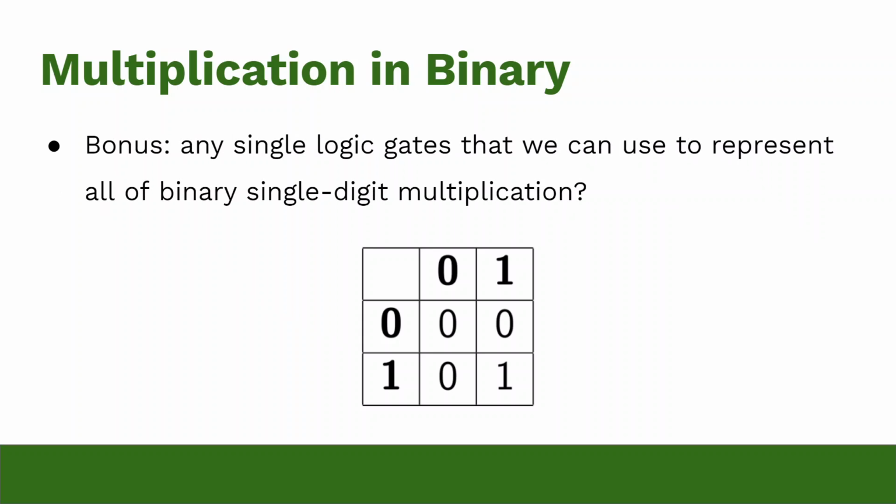In fact, you'll see that this entire thing can be represented with just a single logic gate. So if it's not immediately apparent, just give it a second and think about it. You can see that we can actually represent single digit multiplication in binary with a single logic gate, right? If you take a look, it looks kind of like a truth table. You can make that connection. And it ends up that we use an AND gate to represent multiplication of a single digit.